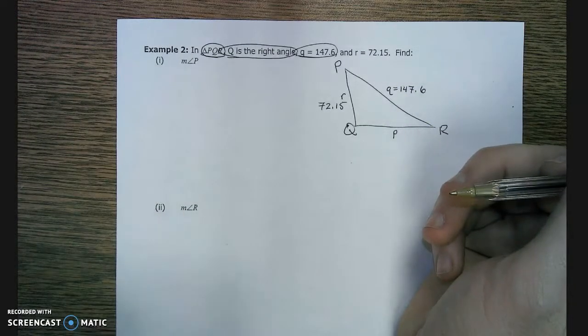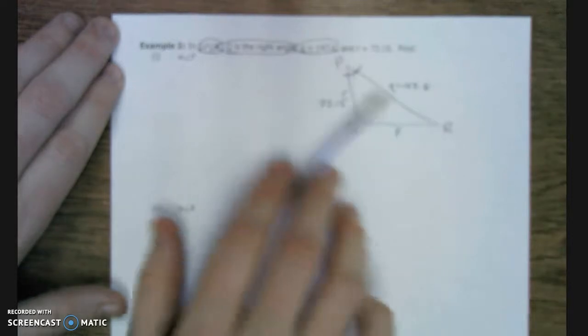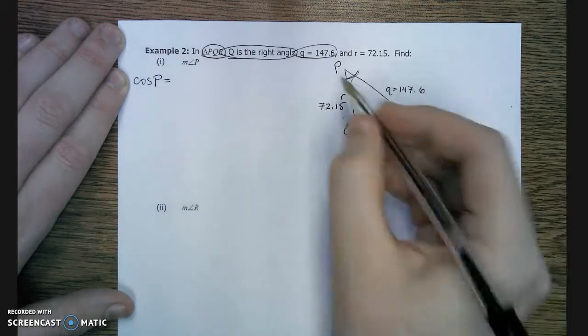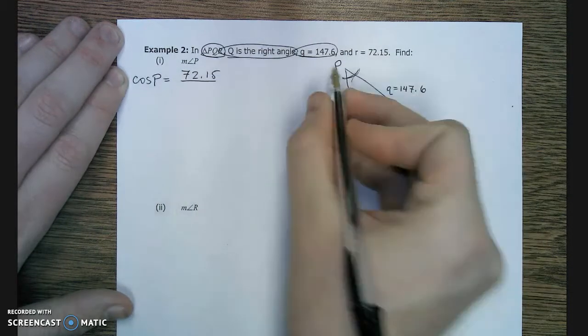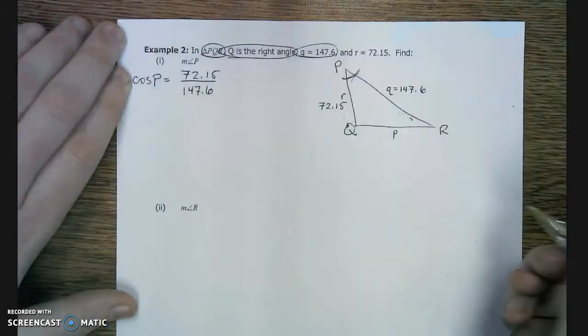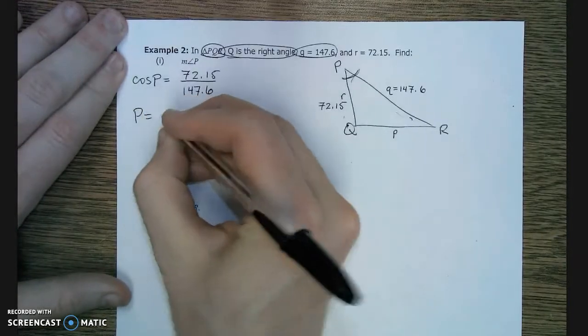They start by asking us to find angle P. And what they gave us was the hypotenuse and the adjacent side to P. So if we have adjacent and hypotenuse, we should use cosine to find P. Cosine of P equals the adjacent, which is 72.15, divided by the hypotenuse, which is 147.6. And then to find P, we need to do inverse of that.